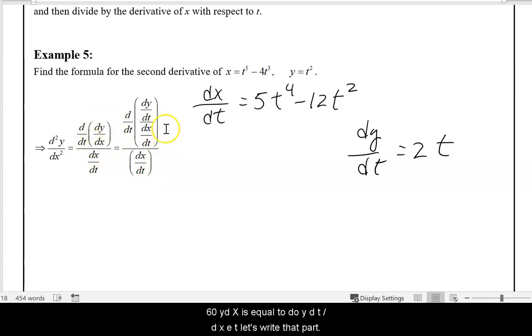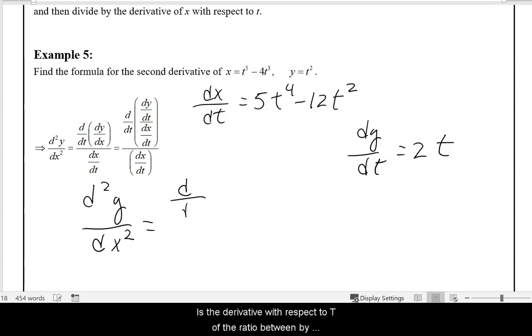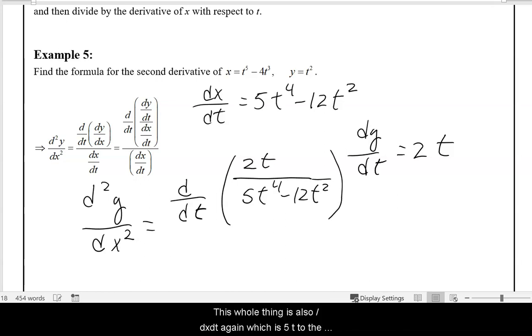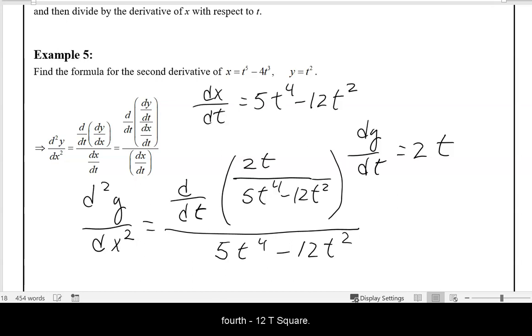Since dy dx is equal to dy dt divided by dx dt, let's write that part first. The second derivative of y with respect to x both times is the derivative with respect to t of the ratio between dy dt, which is 2t, over dx dt, which is 5t to the fourth minus 12t squared. This whole thing is also divided by dx dt again, which is 5t to the fourth minus 12t squared. In order to find the derivative of the numerator, we'll have to apply the quotient rule.